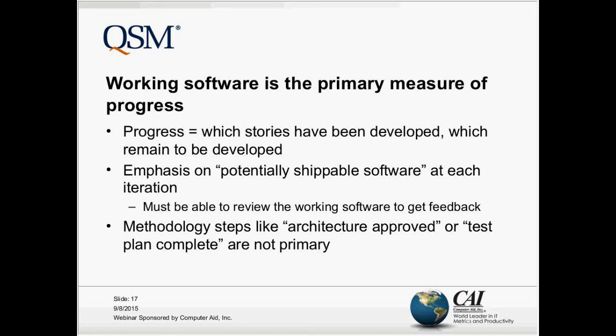The term potentially shippable has sometimes been used to describe the level of quality needed at each sprint, but that term's easily misunderstood. We'll be discussing that term more later. Another aspect of this principle is that methodology steps like architecture reviewed or test plan completed, while they may be important, are not the primary measures of progress.